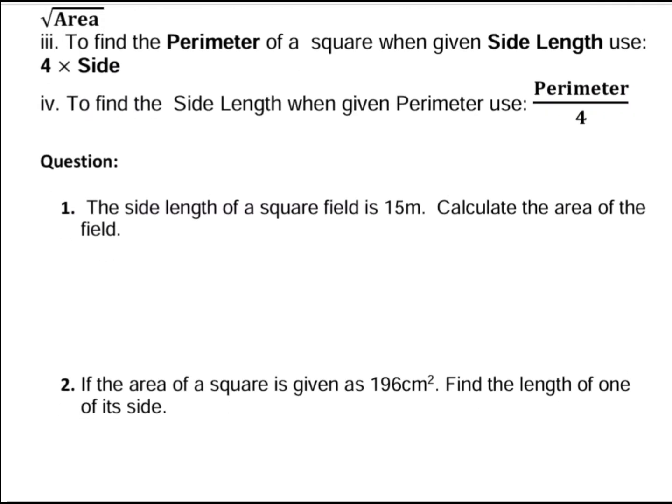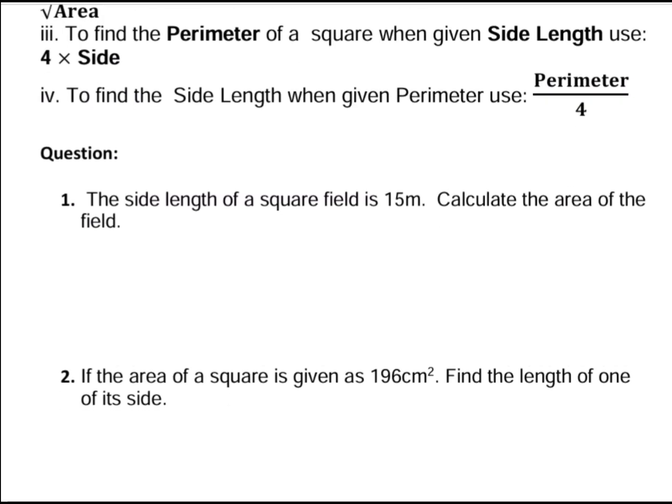So let's look at the question. The side length of a square is 15 meters. Calculate the area of a field. So first thing, we draw the square, as you can see. And don't forget, we're told that the side length is 15 meters.